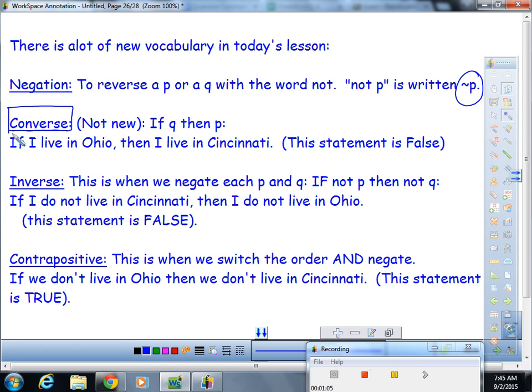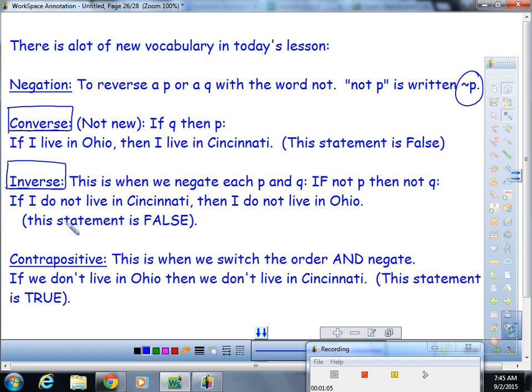Does that make sense? The inverse is the negation of P and Q. If I do not live in Cincinnati, so we're back to the original order. If I do not live in Cincinnati, then I do not live in Ohio. That is also false, for the same logic that the converse was false. I could live in Columbus.